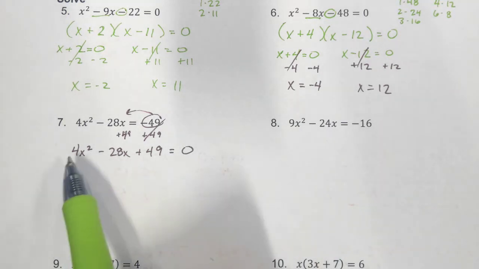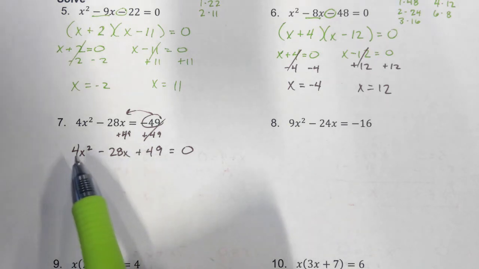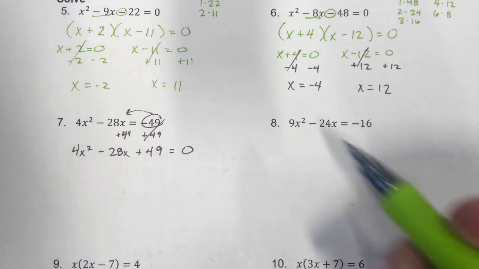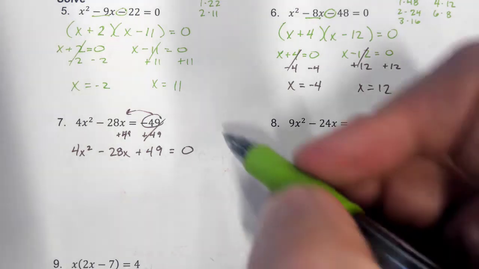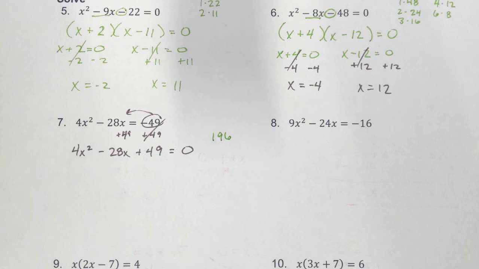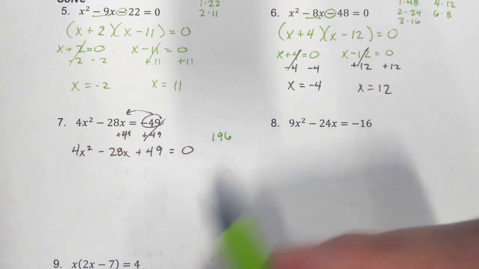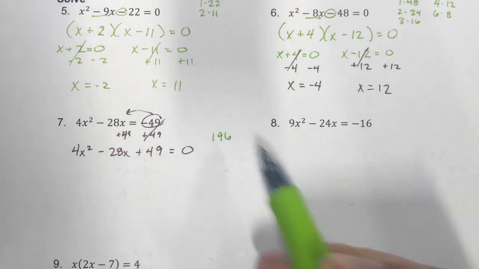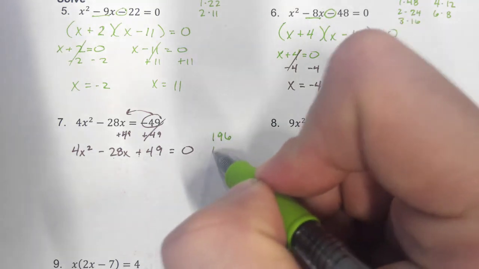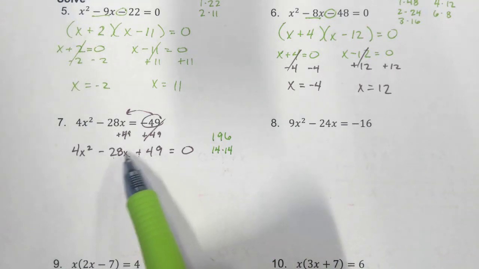And that means we have a number in front of our squared term, and that means we have to do the magic number. So 4 times 49 is my magic number. 4 times 49. I believe that's 196. Yes, definitely 196. So I'm looking for the factors of 196 that add to 28. Luckily, I'm pretty good at math, so I know that 196 is a perfect square. It's 14 times 14. And that also happens to add to 28.